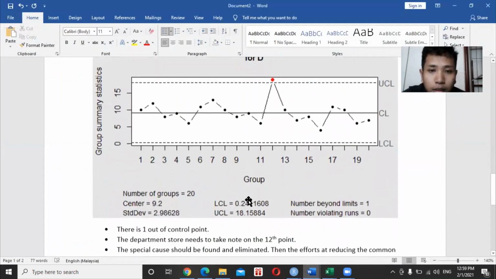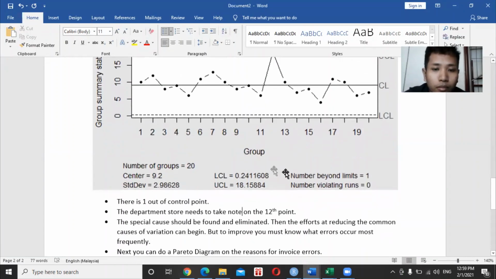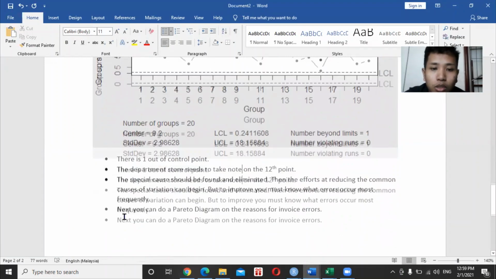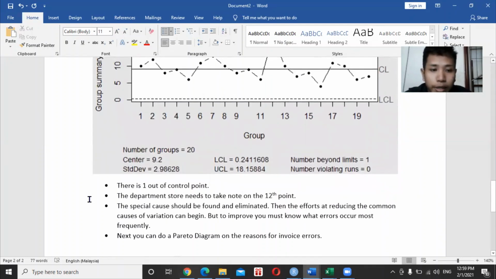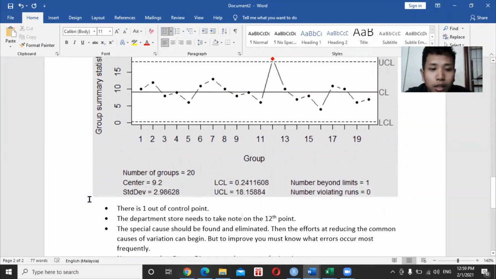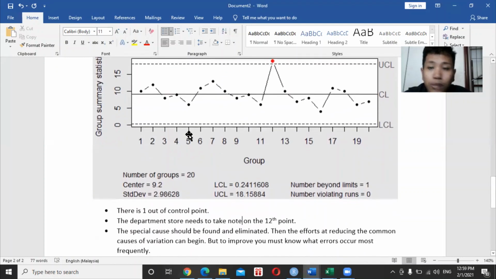Okay, this is it. There is one out-of-control point, which is the 12th point. So what we need to do now, based on the question, is that the department store needs to take note of the 12th point. They need to do something about the special cause. The special cause should be found and eliminated.